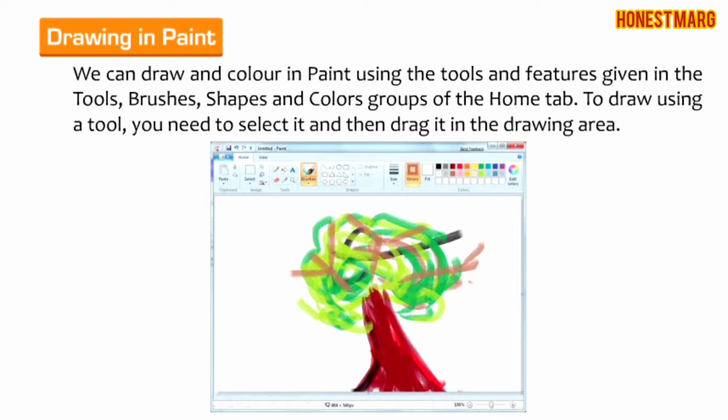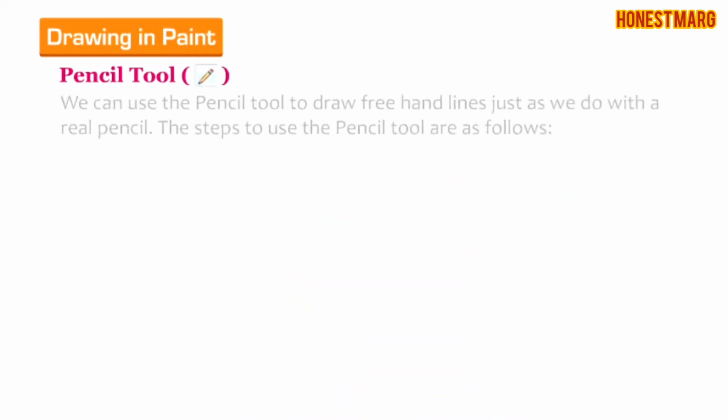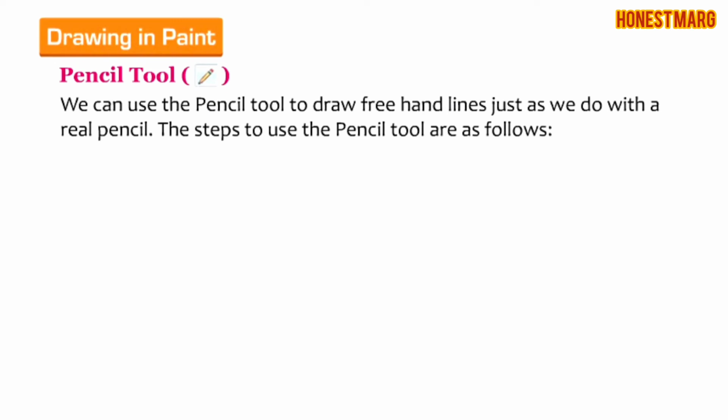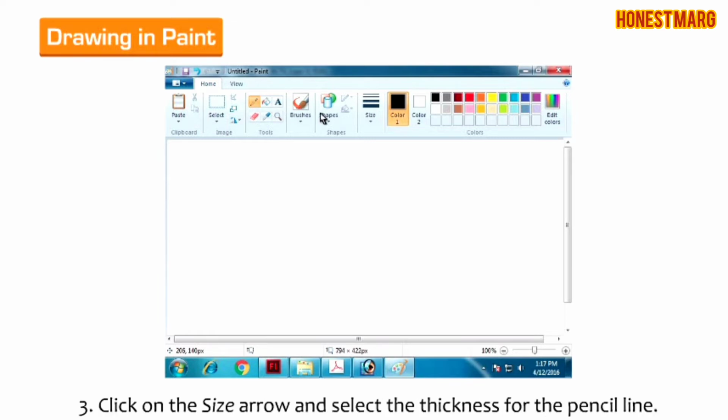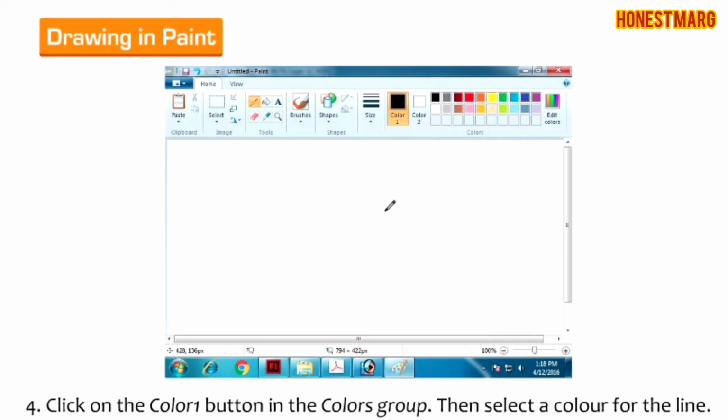To draw using a tool, you need to select it and then drag it in the drawing area. Pencil tool. We can use the pencil tool to draw freehand lines just as we do with a real pencil. Let's use the pencil tool as follows. 1. Click on the Home tab. 2. Click on the pencil tool from the Tools group. 3. Click on the size arrow and select the thickness for the pencil line.